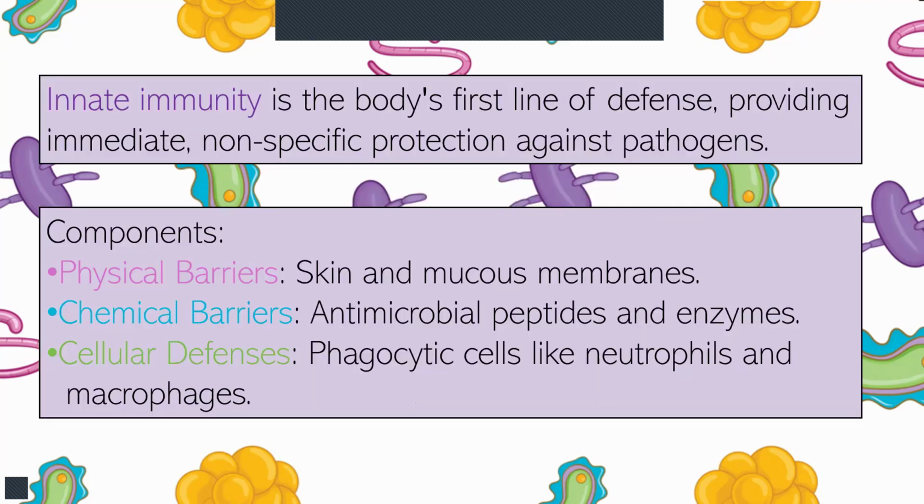With innate immunity, there are three overarching components that make it up. These are physical barriers, which are the skin and mucous membranes; chemical barriers, which are the antimicrobial peptides and enzymes; and then cellular defenses, which are the phagocytic cells like neutrophils and macrophages.